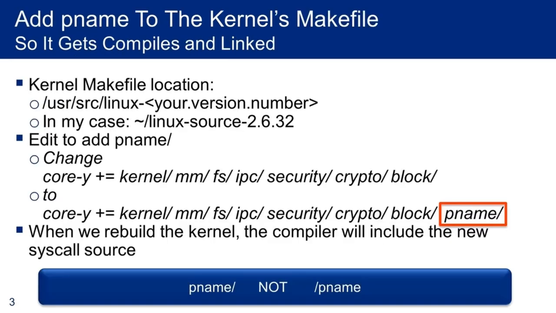The first bullet tells you where the kernel's makefile should be located, at the top level of the source tree. A reminder, the Debian website said not to use /usr/src, so I put it in root's home directory. Once you have located it, edit this file and make one change. Add pname/. You should be able to do a search on core-y and find the line quickly. Then just add pname/ to the end of the line. This tells the compiler to look in the pname directory for the child makefile.